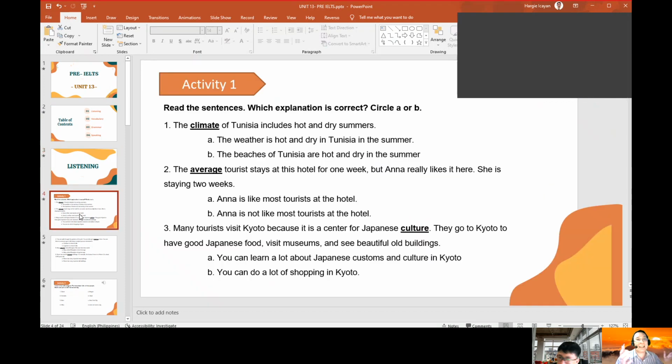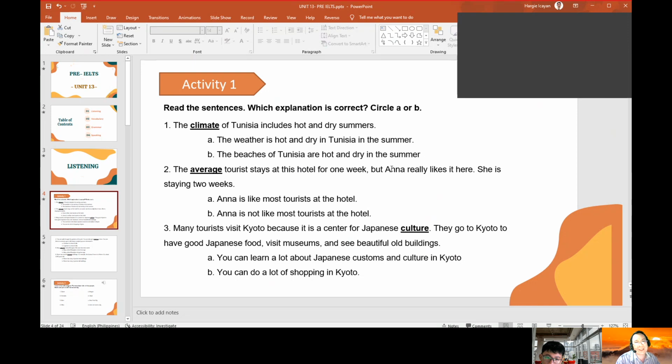Okay. Here is our activity number 2. So again, read the sentences and then we just have to choose the correct explanation. Okay, can you read sentence number 1, Koi? The climate of Tunisia includes hot and dry summer. The underlined word in here, written in bold, is climate.